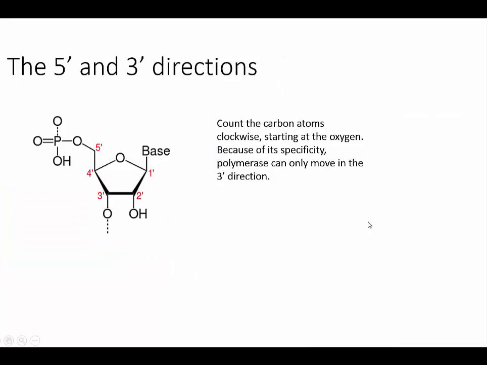So what are the 3' and 5' directions? Carbon in a molecule of a nucleotide. We can see, going clockwise, starting at the oxygen, so the oxygen right there at the top, it goes 1, 2, 3, 4, 5, and the 5' end has the phosphate on it, and the 3' end is what connects to the phosphate of the prior nucleotide in a chain.